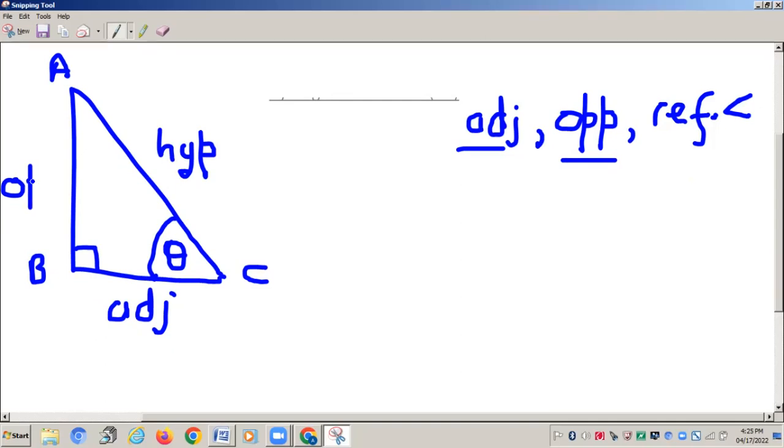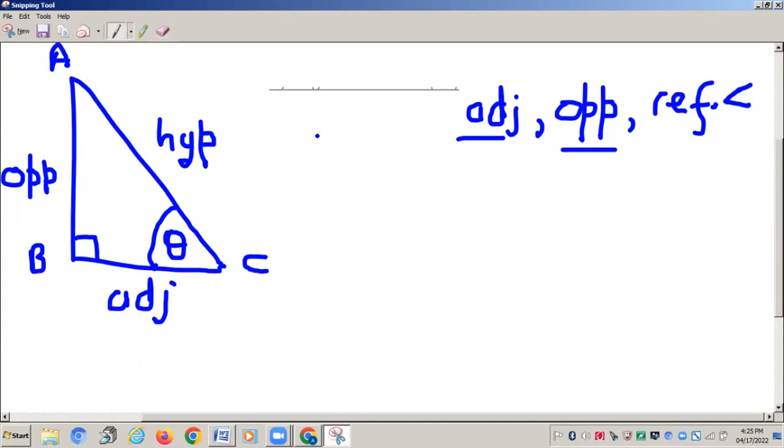The opposite. So what do you notice I do? I work with the hypotenuse, and then I work with the adjacent, and I leave the opposite for last. And that is the strategy of labeling your triangle. Any questions?